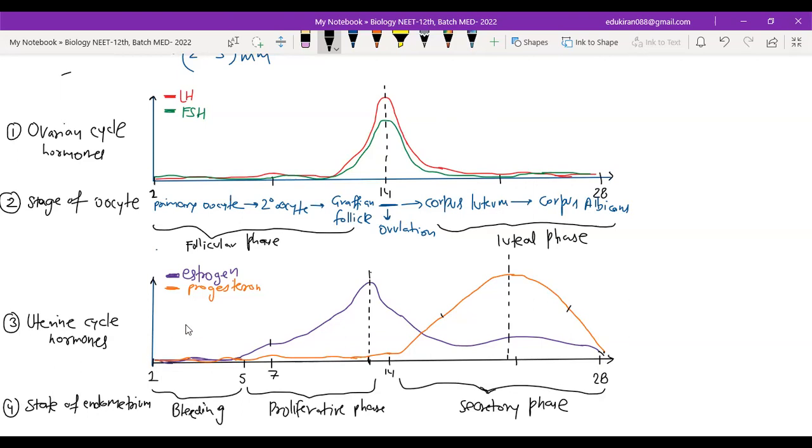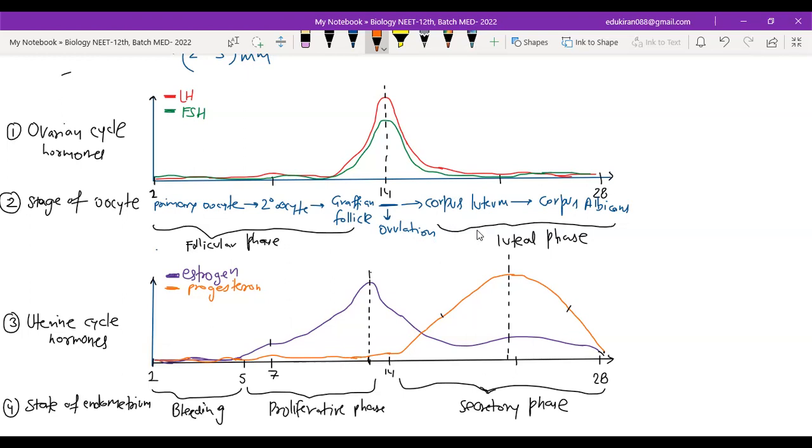Now, look, if at this point ovulation has occurred, then after ovulation, the secondary oocyte starts moving towards the oviduct. Yes or no? So by the time the corpus luteum is there, the secondary oocyte has reached the ampulla isthmus junction.